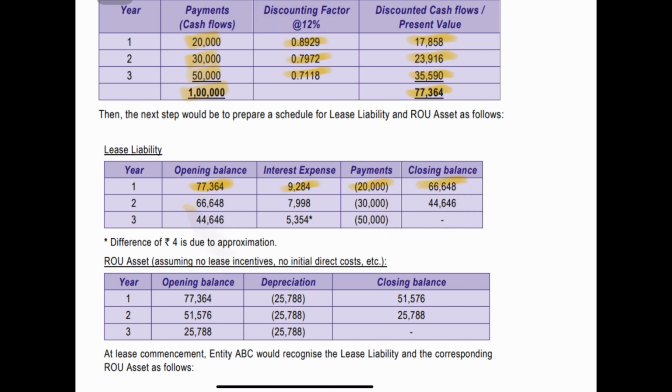This 66,648 will become the opening balance for the second year, and on 66,648 you have to calculate 12% interest, that comes to 7,998, and the lease payment for the second year is 30,000 rupees. So opening balance plus interest minus payment, you will get closing balance 44,646. That becomes the opening balance for the next year. Similarly on 44,646 you calculate interest at 12%, that approximately comes to 5,354, and you are paying 50,000. So at the end of the lease term you will get zero lease liability. That should be the objective. So the total lease expense will be the sum of all the interest payments.